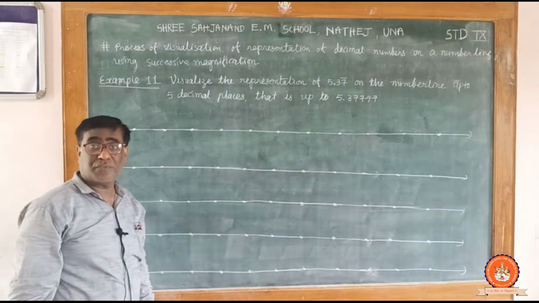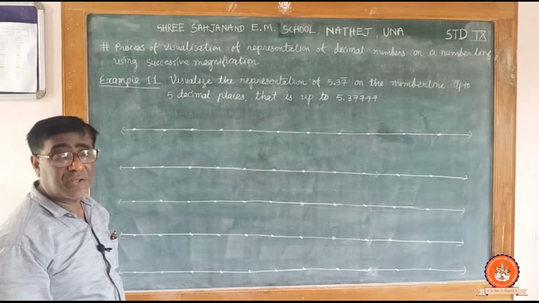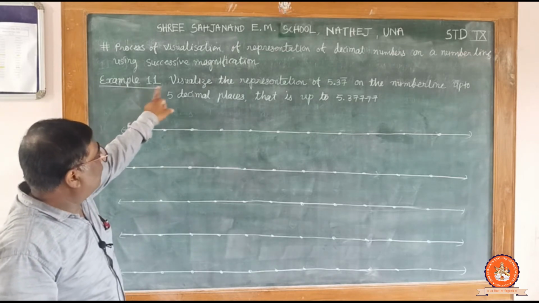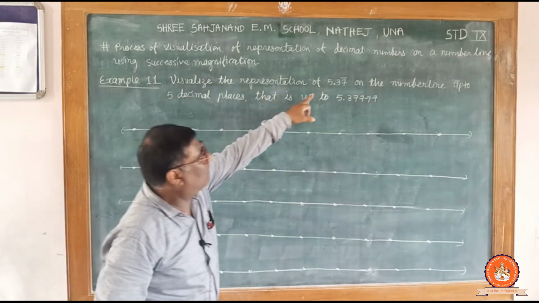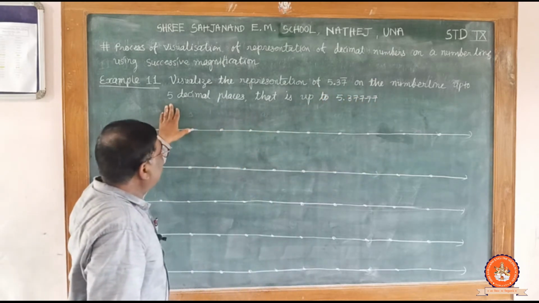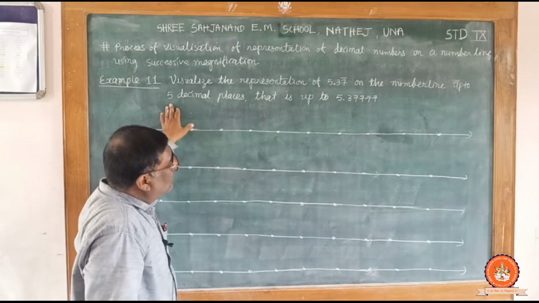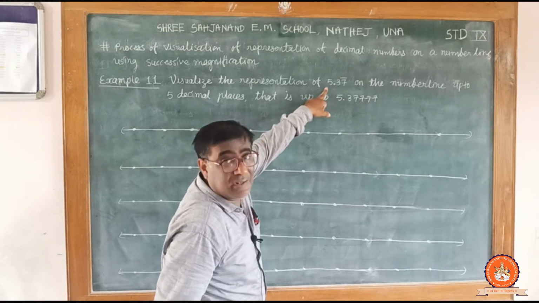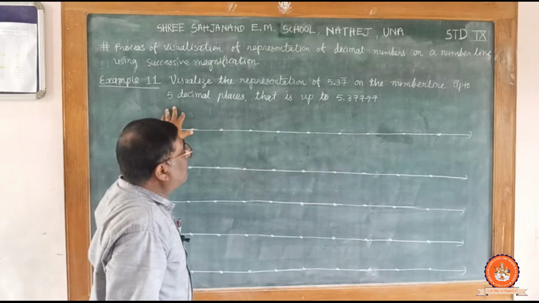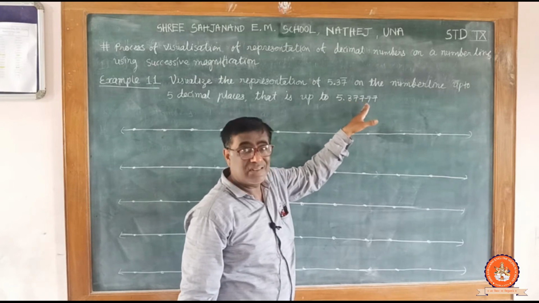Now one more question of visualization of representation of the given decimal number on a number line using successive magnification. Example number 11. Visualize the representation of this rational number on the number line up to 5 decimal points, that is up to 5.37777. See, this is a non-terminating recurring decimal expansion, and we have to visualize it up to 5 decimal points, means after decimal point there must be 5 digits.